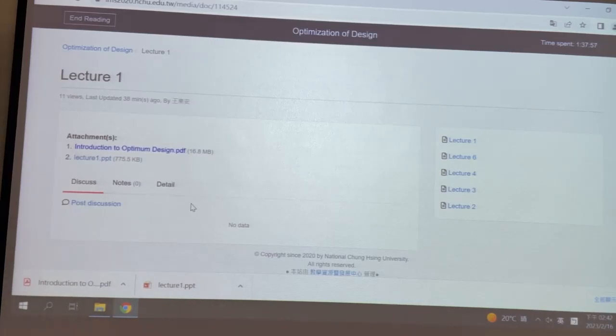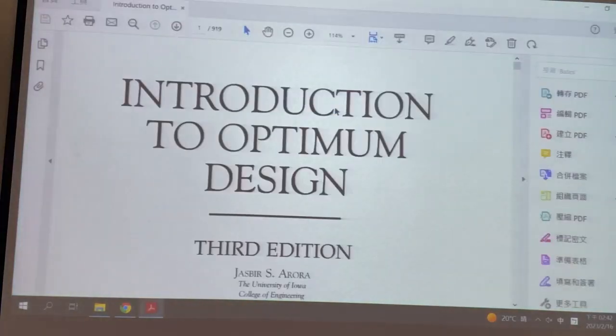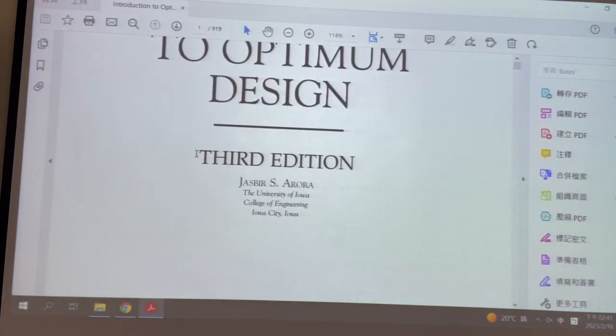So if you go to the iLearning, for lecture 1, you can find the textbook here. So the textbook is the 3rd edition by this author, Arora, from Iowa City, University of Iowa.